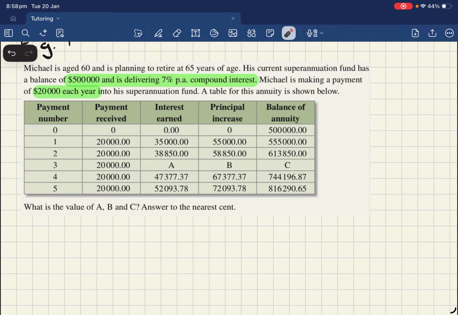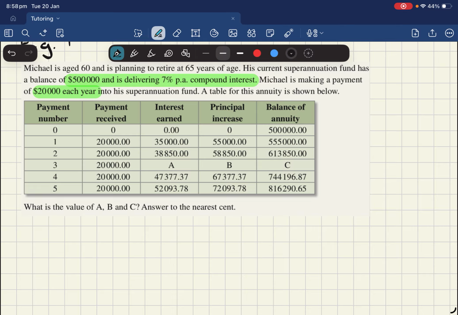Then the same thing happens. Interest is charged on this amount from the previous payment. We add the payment and the interest to get our principal increase. And as we can see, the interest earned is getting charged this percentage of 7% on a higher value every single time, so it makes sense that our interest earned is going up every single time. And our principal increase is going up by more and more every time. And the payment received obviously stays constant.